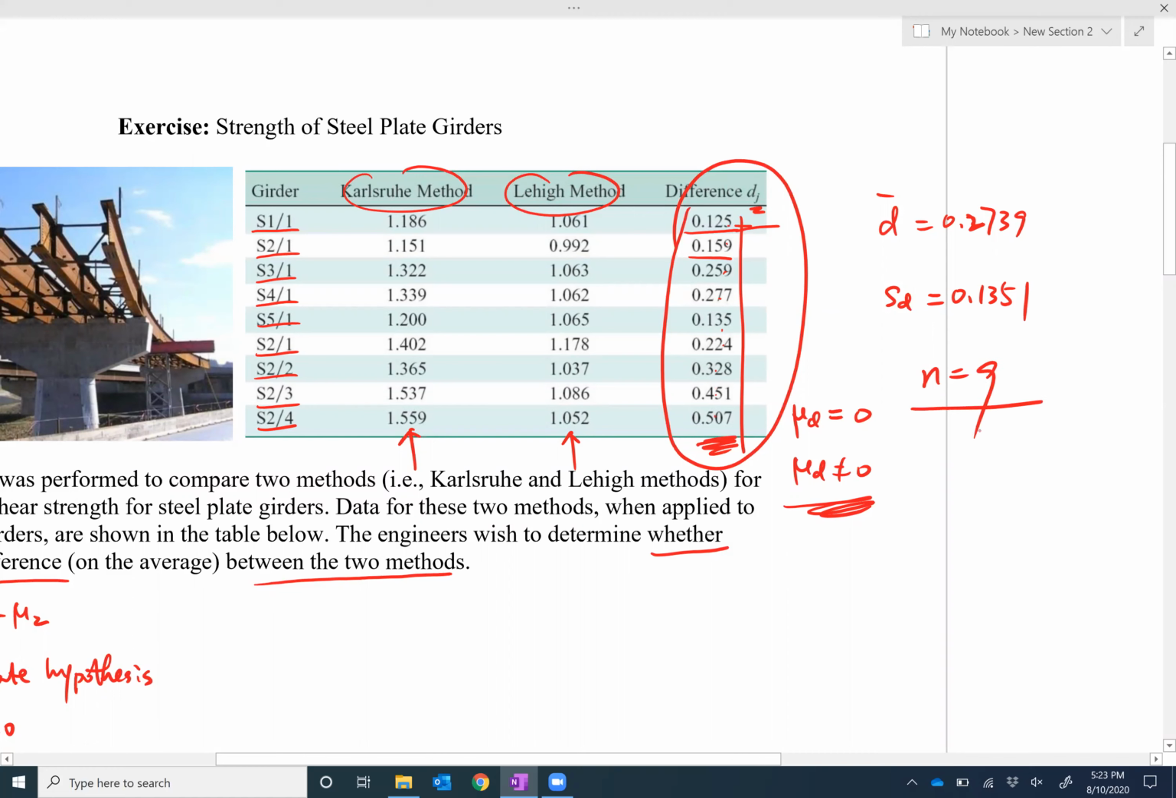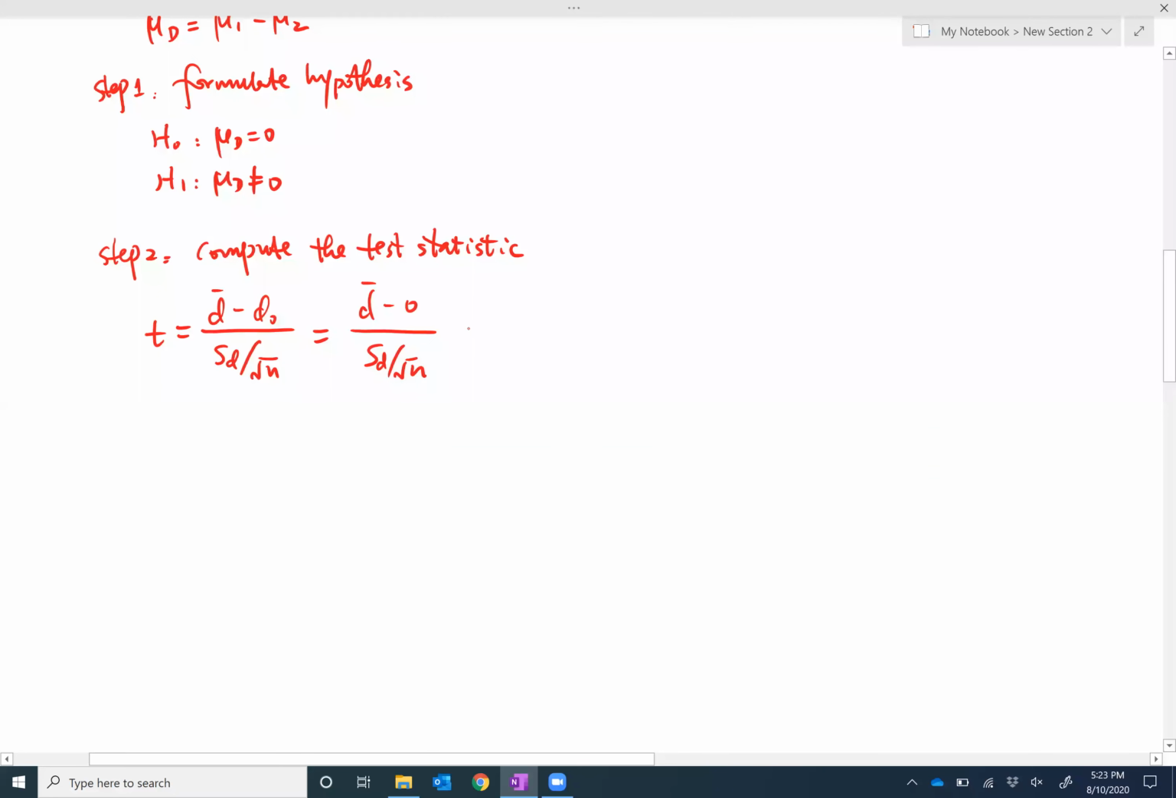You see here, this is very critical. It does not equal 18, because this is 9, this is 9, right? But we are only testing the differences. So we only have 9 differences. This n is not 18, it's 9. So this equals 0.2739 divided by 0.1351 over square root of 9. This equals 6.08.